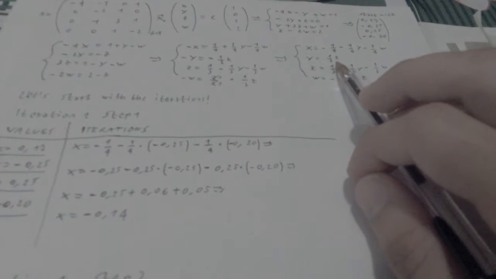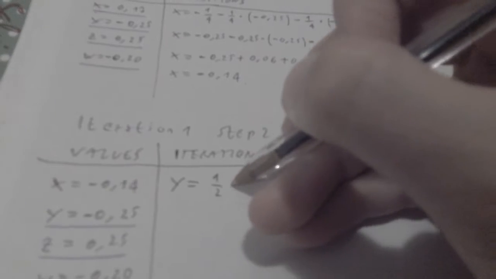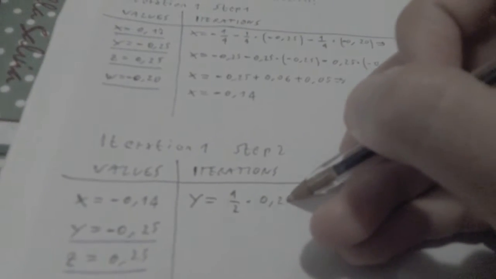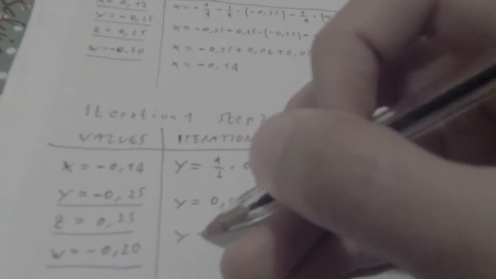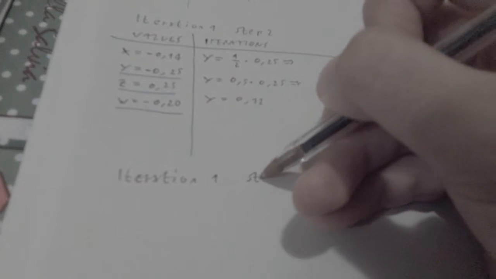So y is going to be this equation here. So 1 half of x, so it's going to become 1 over 2 times x, in other words, x is 0.5 times 0.25, and y is 0.12. Okay, so we basically found a new y, and we're gonna go on. So iteration one, step three. So let's write our table once again.